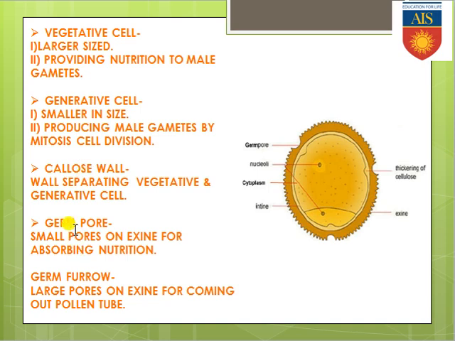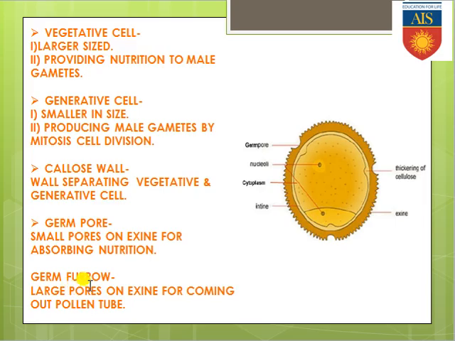Next, there is the presence of the germ pore. What is the germ pore? It is a small pore-like structure present on the surface of the exine. Why is it present? When the pollen grain lands on the surface of the stigma, it absorbs nutrients from the stigma surface. Those nutrients enter the pollen grain through this pore-like structure.